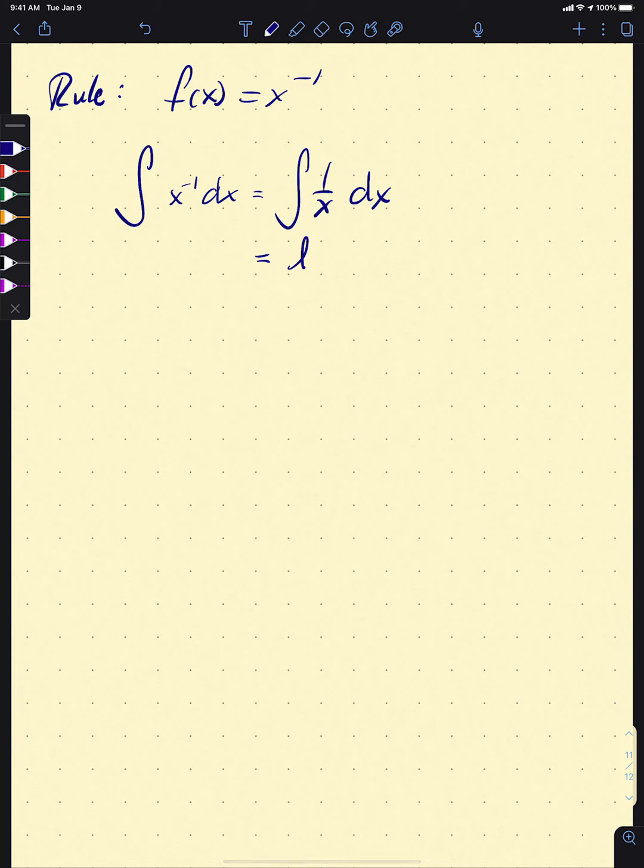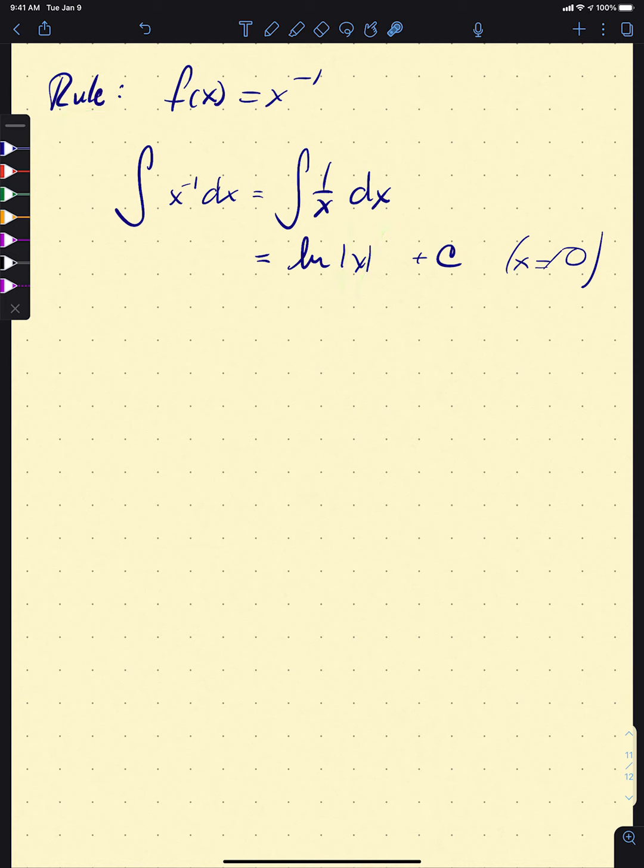Well, it's the natural log of the absolute value of x plus c, right? And of course we know x can't equal 0, right? Because the natural log of 0 is undefined and 1 over 0 is also undefined. And it's very important not to forget these absolute value bars, because it's very easy to write these as parentheses, but according to our rule, it is actually absolute value, right?